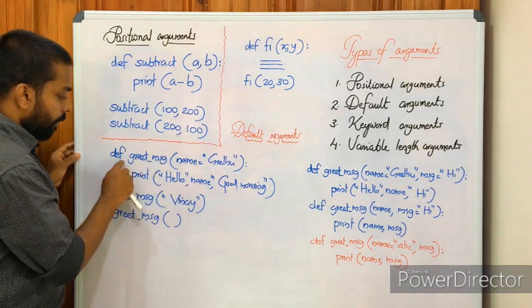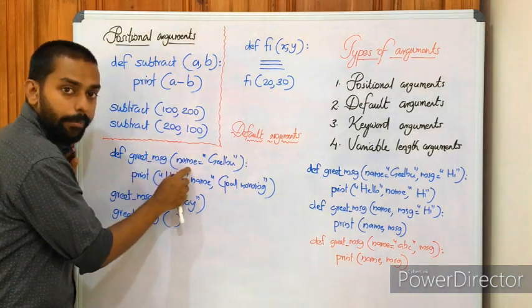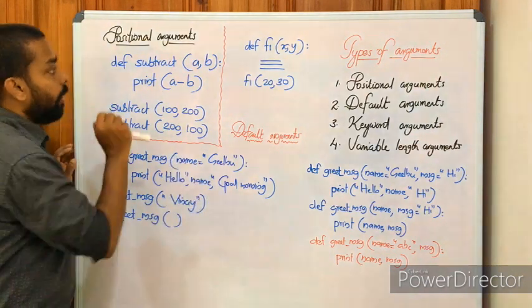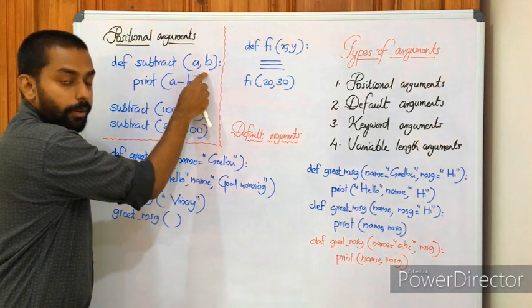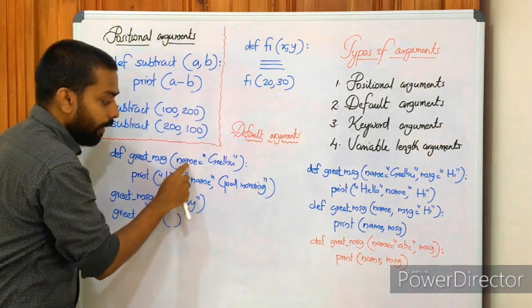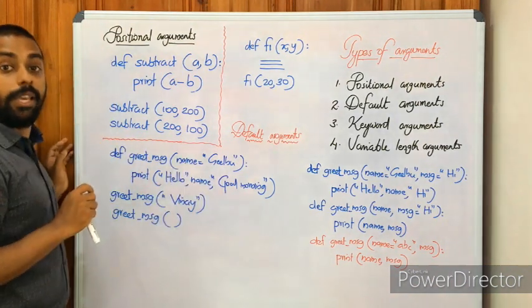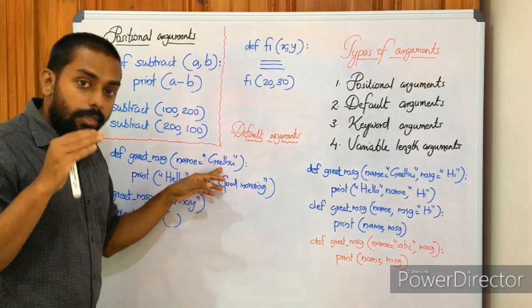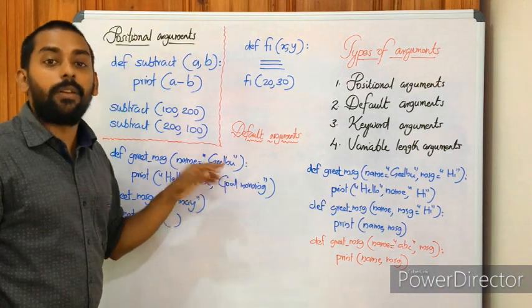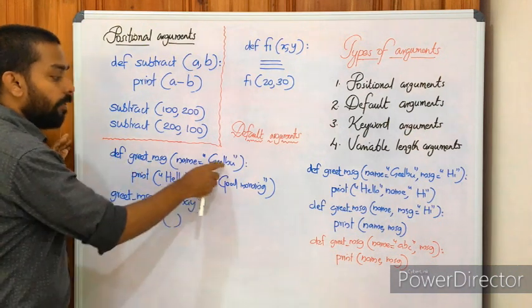Definition part. def greet message. Greet message is a function name with one parameter, name, equal to Geetu. Here you can see simply a comma b, we haven't had any values. But here you can see name is a variable. Name is a formal parameter having a value, Geetu. We can think of Geetu as the default name for name. So this is what a default argument is.